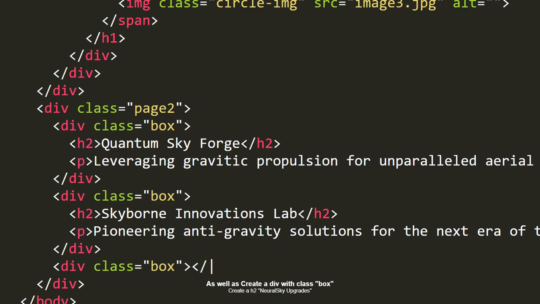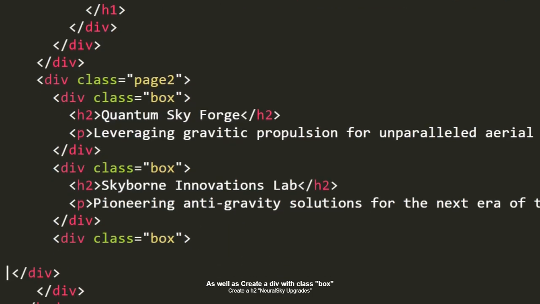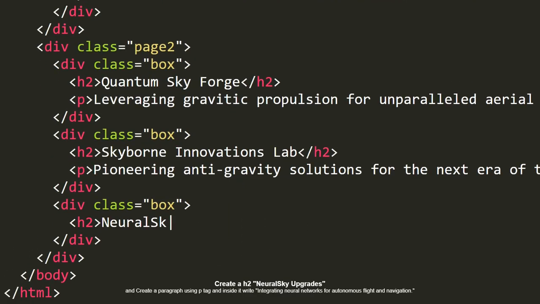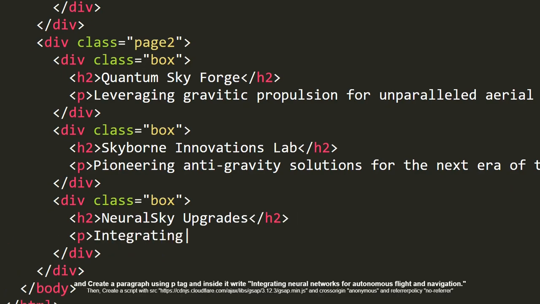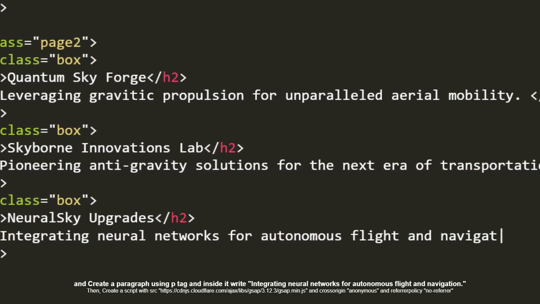As well as create a div with class box. Create an h2 Neural Sky Upgrades. And create a paragraph using p tag, and inside it write integrating neural networks for autonomous flight and navigation.